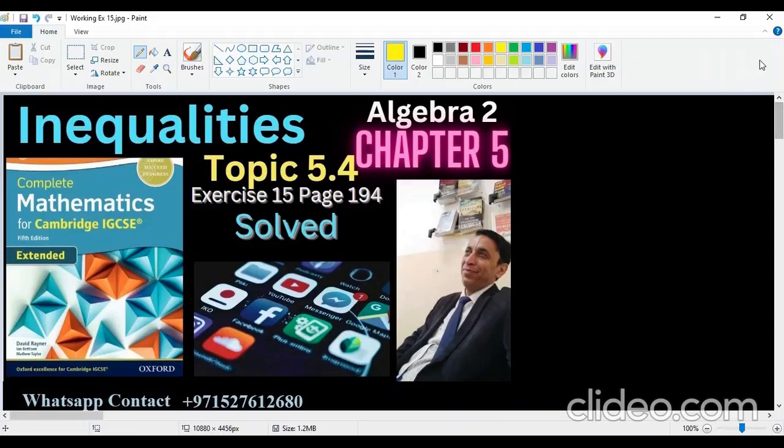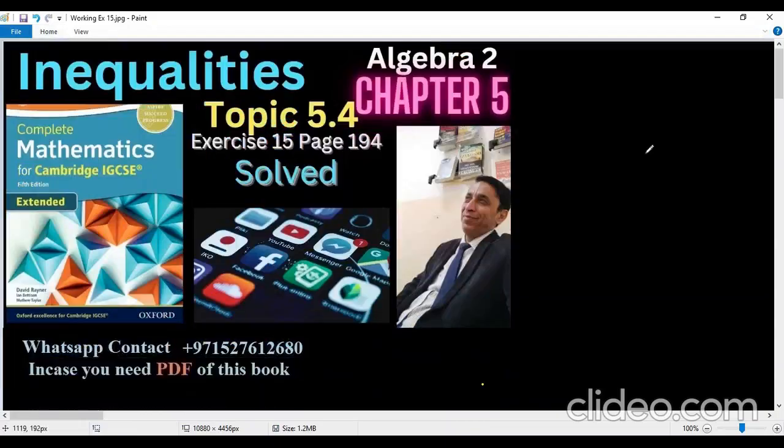Welcome to this topic of inequalities. This is from chapter 5, and the subtopic is algebra 2. Exercise 15 is what we are going to discuss, as the past exercise 14 was about indices. Now this topic is about inequalities. We'll be doing two exercises, exercise 15 and 16, and soon after that I will be taking you to linear programming. How does linear programming work and how to get correct answers from this.